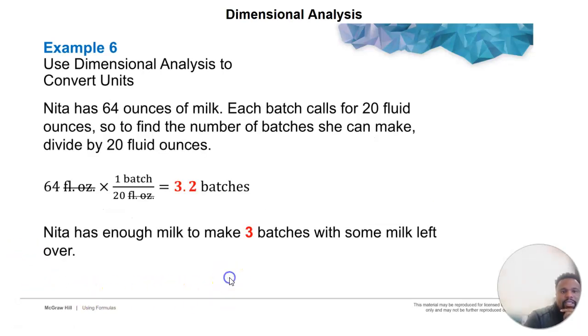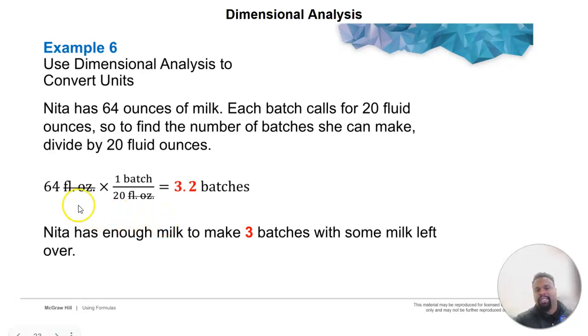All right. And so now we want to take that 64 ounces of milk. It says each batch calls for 20 fluid ounces. So the number of batches she can make is the milk divided by 20 fluid ounces. We take that 64 fluid ounces times the 1 batch over 20 fluid ounces. That cancels out the unit, leaving the batches that we're trying to look for.